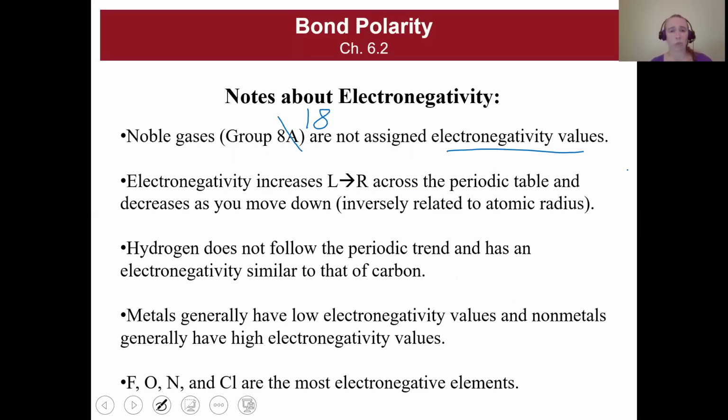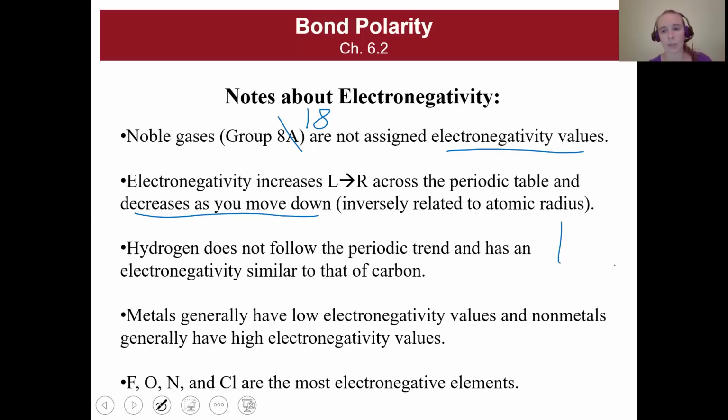Noble gases don't usually even form bonds, but when they do, they have no electronegativity. Whatever else is in the bond pulls the electrons completely away from the noble gas. Other notes: electronegativity increases as we go left to right and as we go up. So it decreases as we go down and to the left. And this is the opposite of atomic radius, if we remember back to the trends in atomic radius.